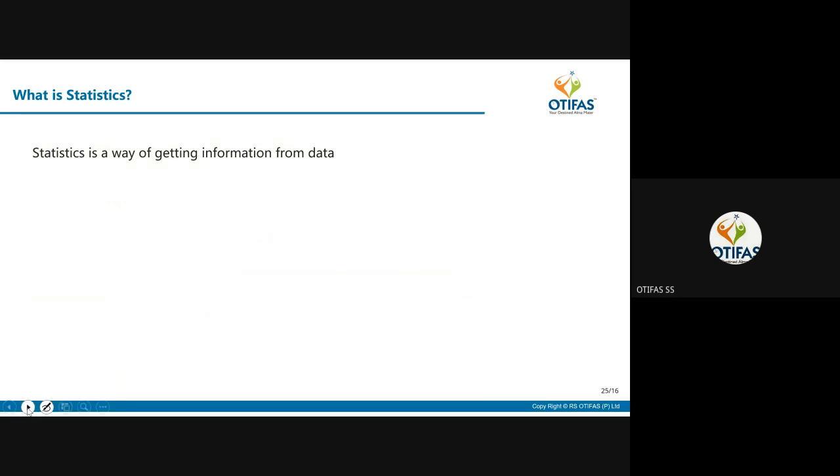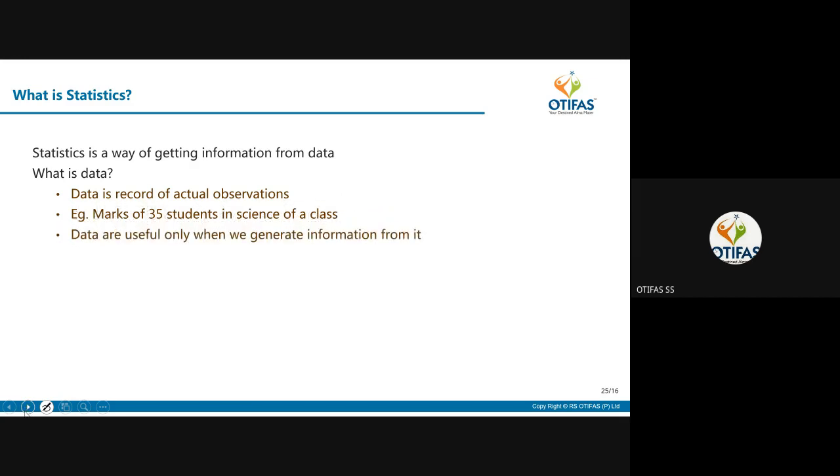Now, what is information? What is data? Data is a record of actual observation, for example, marks of 35 students in a science class. Data are useful only when we generate information from it. Now, what is information? In a simple way, it's answers to questions.